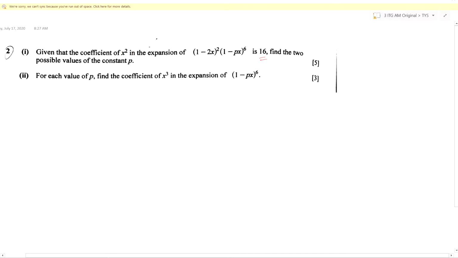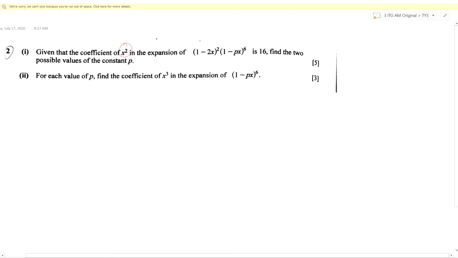So what we have to realize is that this term with power 6 actually expands (1 minus px) 6 times. If you were to expand everything one by one, we'll get many terms. A faster way will be to use binomial expansion. But the binomial expansion will give us 7 terms, since the power over here is 6, and we don't actually require all 7 terms. We are only interested in the x squared term.